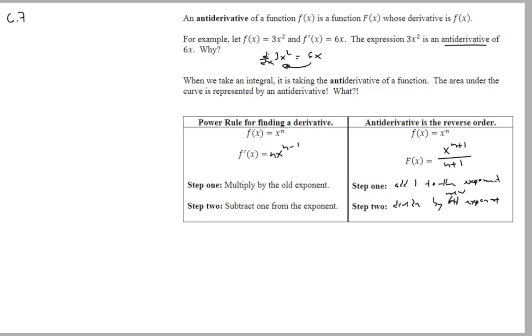And that's basically everything we have for 6.7: antiderivatives and the fundamental theorem of calculus.